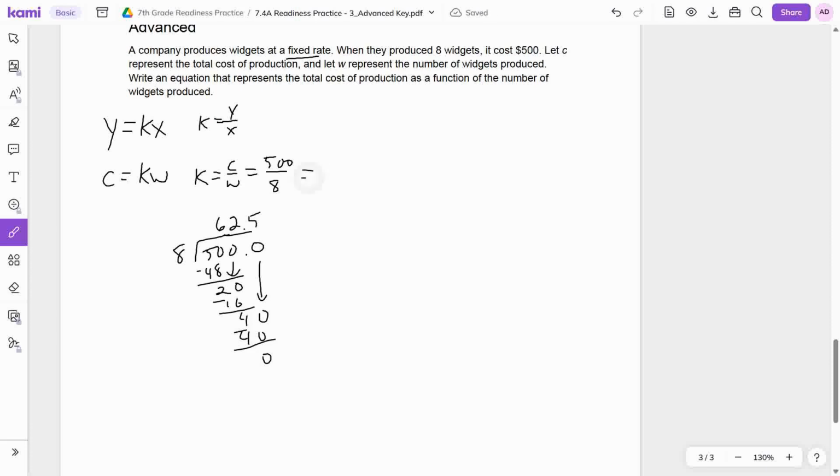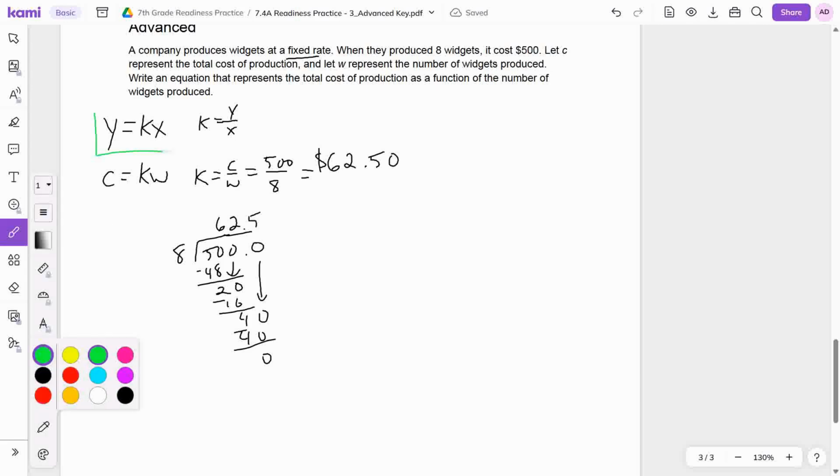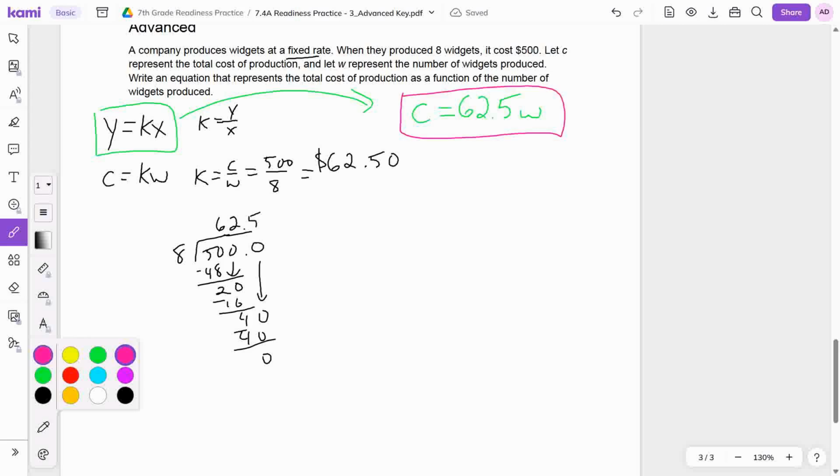So that's my K. So 62.5. So $62.50. So if I want to write an equation, I am going to go back to this original. Now that I know my K, my unit cost, I'm going to bring that over here. I am going to use the C and the W. So I'm going to say my cost equals, I don't need the dollar sign, 62.5, because that's my unit cost per widget. For every widget, it costs $62.50, and that will be my answer.